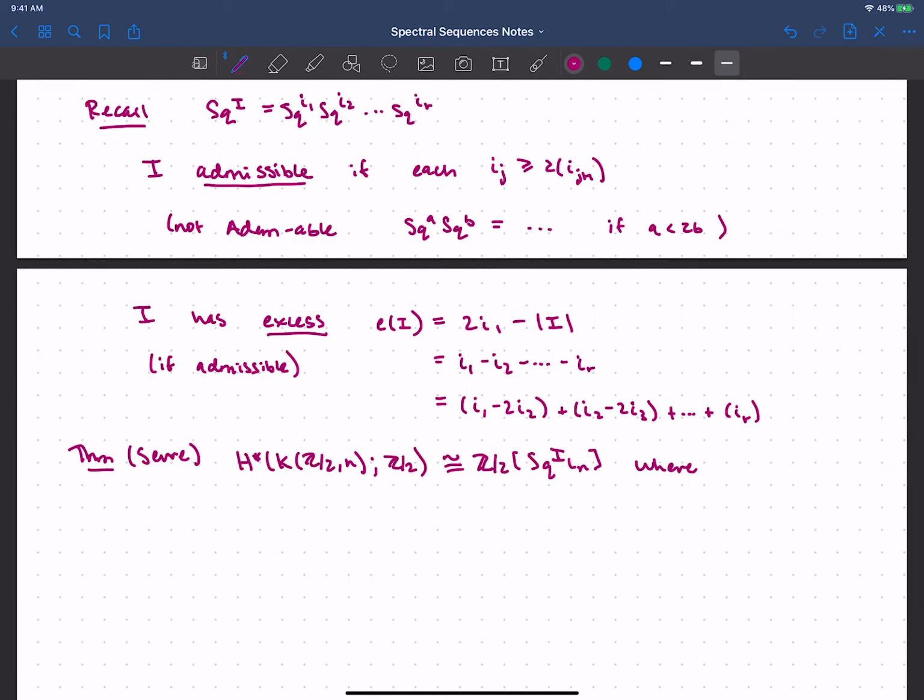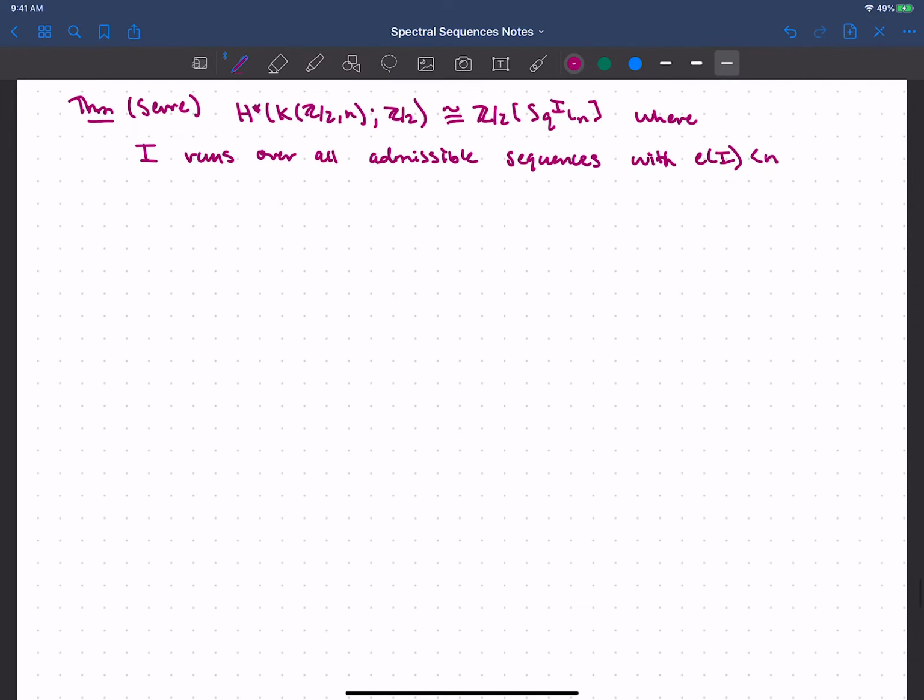So let me make that precise. This I runs over all admissible sequences, with the restriction that we don't want too much excess. So the excess of I has to be less than n. Okay, so that I think feels like a strange requirement at first, so let's look at some baby examples just to get a feel for it.